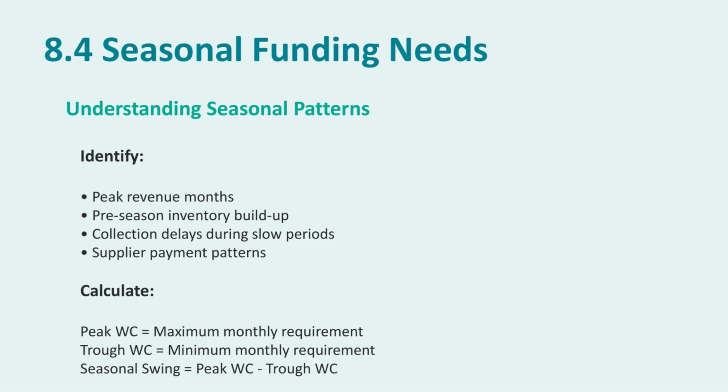Section 8.4 covers seasonal funding. We calculate the seasonal swing as the difference between our peak and trough working capital requirements. This swing represents the additional funding needed during our busiest periods when our inventory and receivables are at their highest.